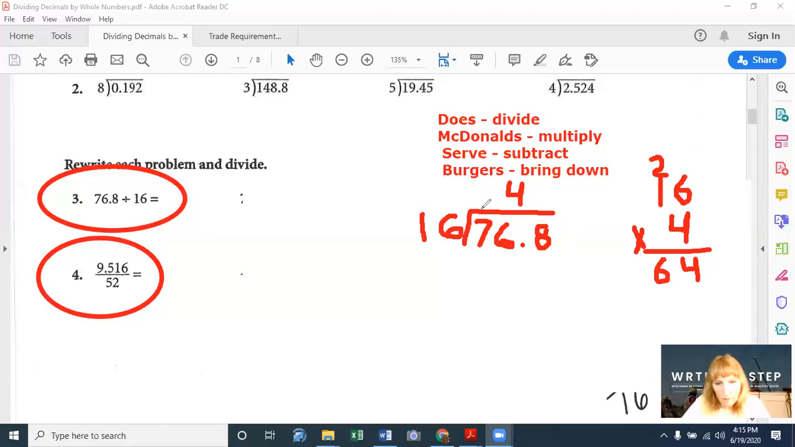So now we did the divide, 76 divided by 16. Now we're going to do the McDonald's or the multiply. So 4 times 16, which is what we did on the side. So we've got that answer there. We wrote it down so we can look back at it for reference. 76 minus 64 is next. That's our subtract part. 6 minus 4 is 2. 7 minus 6 is 1. And then the burgers part, the bring down. So I'm going to bring down my 8.